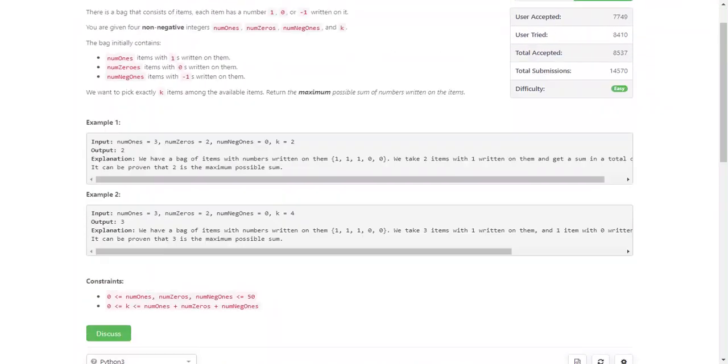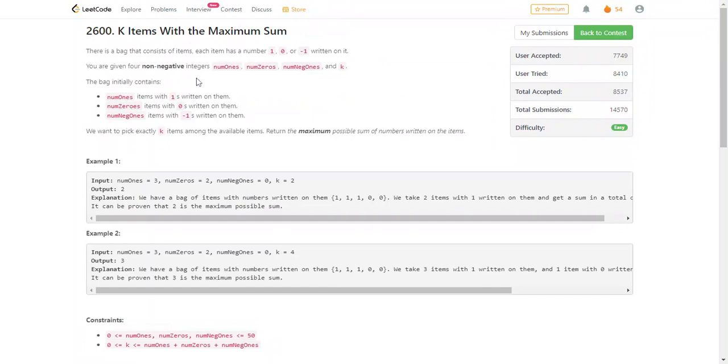So this question tells that there is a bag. It contains items numbered 1, 0 and -1, and we are going to pick k items from it, and we have to return the maximum possible sum of the numbers written on those items, right? So let us see line by line what it means. They are mentioning that there is a bag which consists of items. Each item is numbered 1, 0 or -1, right?